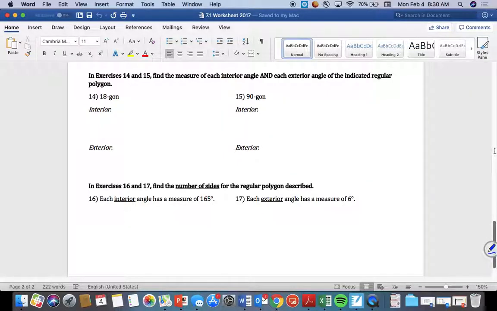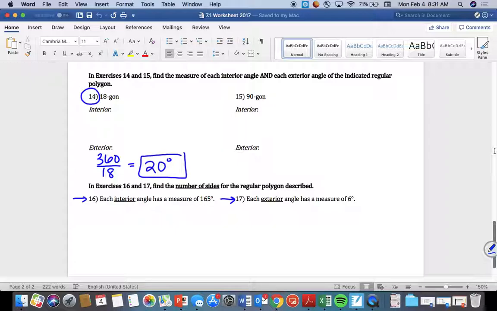I'll have you guys do 15 on your own as part of your homework, and then we'll look at 16 and 17 together, okay? So number 14 says find the measure of each interior angle and each exterior angle of the indicated regular polygon. So every single angle is going to be the same here. Let's just do exterior first because that's the easiest. Exterior angles always add up to what? 360, and I'm going to take 360 divided by how many sides it has or how many angles it has, which is 18 in this case. So what's 360 divided by 18? What is it? 20 degrees?